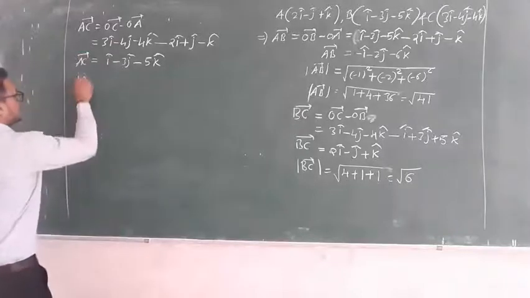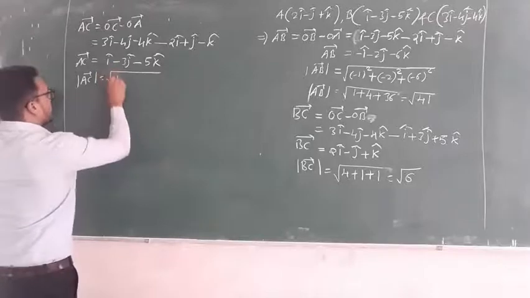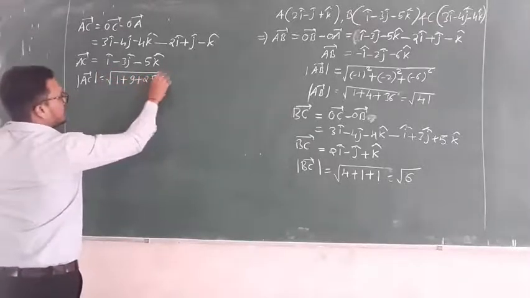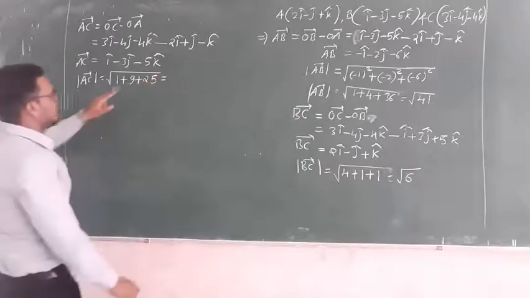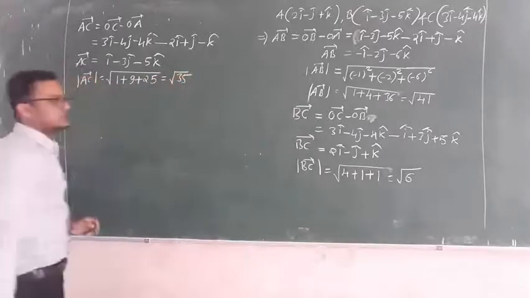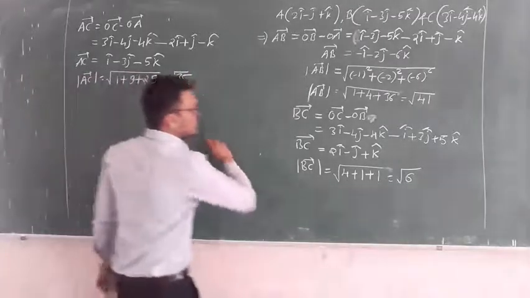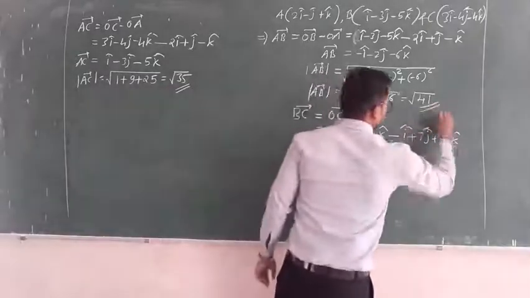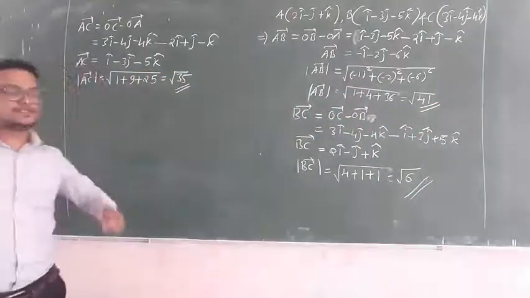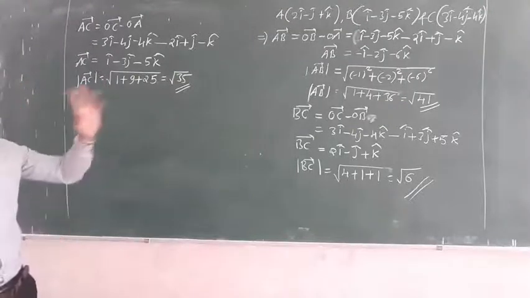Find its magnitude. So magnitude of vector AC is equal to root of 1 square is 1, 3 square is 9, 5 square is 25, which is equal to 9 plus 1 is 10, 10 plus 25, root 35. Okay. Now if you see here, magnitude of AC, magnitude of AB, magnitude of BC. Among those three, which one is the largest? Root 41. So that is your hypotenuse.